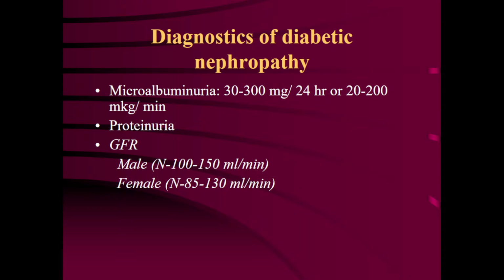The next, proteinuria. Yes, proteinuria can be detected. What about criteria of proteinuria? If the level of protein in the daily diuresis is more than 300 milligram, it's a sign of proteinuria. Proteinuria can become massive, more than 3.5 gram in urine, and in this case, such proteinuria indicates nephrotic syndrome.